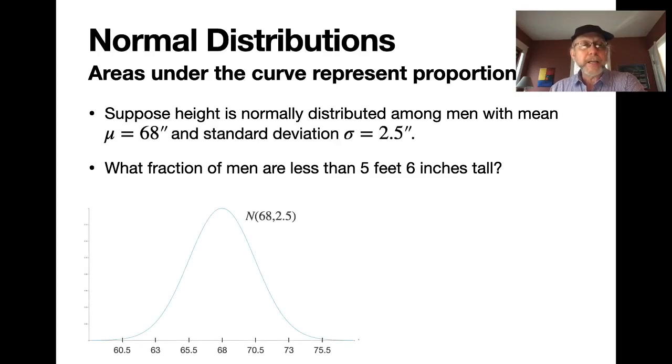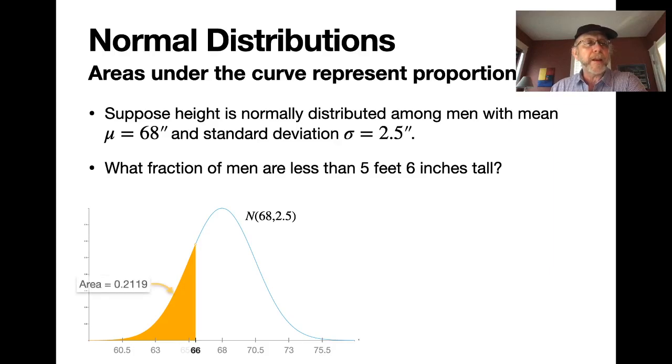Similar kind of process. Start with the relevant normal distribution that's given here. 5 feet 6 inches is 5 times 12, which is 60, plus 6. That's 66 inches. And we're interested in the fraction of men who are less than that. So less than 66 inches. So that's a left tail of the distribution, right? And so that area, the highlighted area here, would represent that proportion.